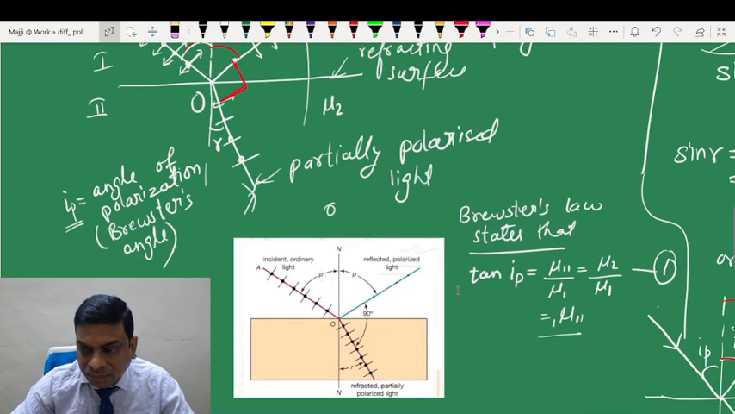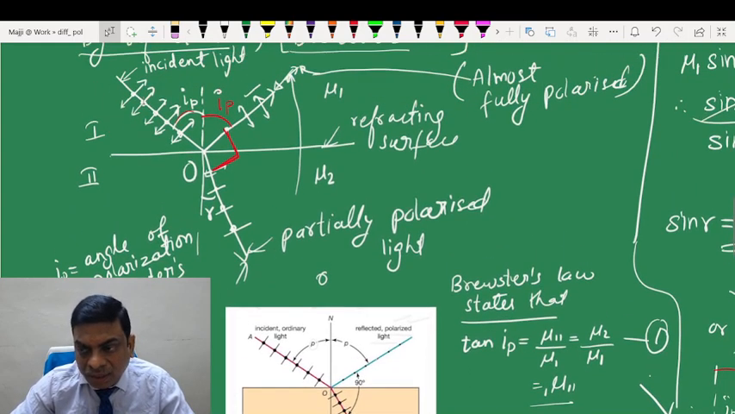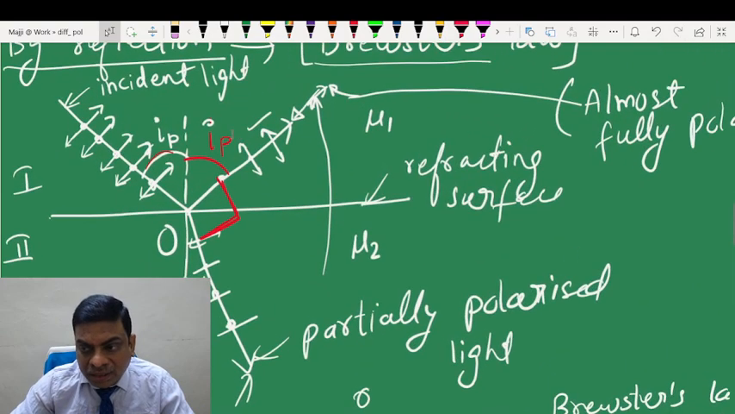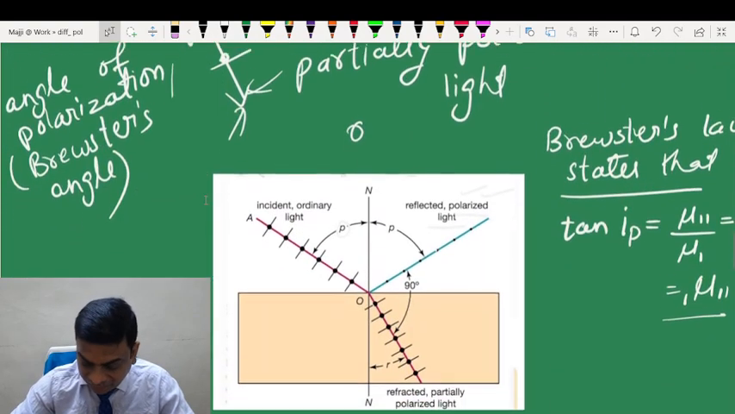Now regarding these arrows, I'll tell you why it is enough to show only these arrows and dots in case of unpolarized light. Arrows represent those electric fields which lie in the plane of incidence, the plane of the diagram you can see. Whereas a dot represents those electric field components which are at right angles to the plane of the diagram.